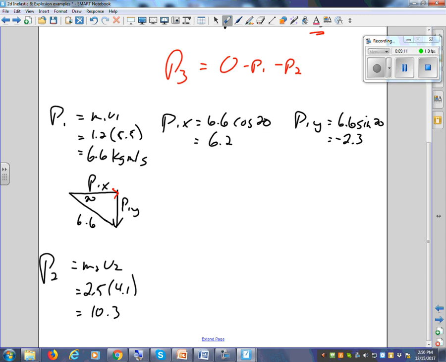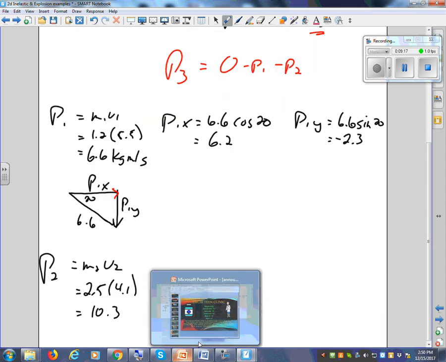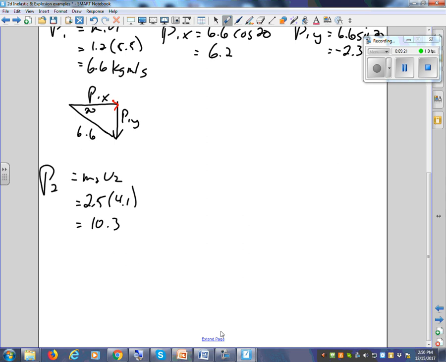10.3, and that's at 25 north of east. North of east. See how I repeat myself here? I'm trying to make sure I get it right. 10.3. This is P2x, P2y. P2x, x is adjacent. 10.3 cosine 25 is 9.3, and that is to the right, so positive.